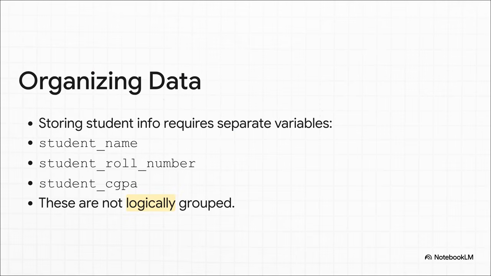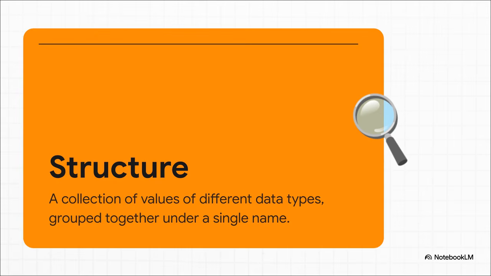But what about keeping our data organized? Think back to our variables. Let's say you want to store information about a student. You'd need a variable for their name, one for their ID, another for their GPA. And yeah, they're all related to the same student, but they're just stored in these separate, disconnected boxes. It's not very clean. The solution to this is something called a structure, or struct.